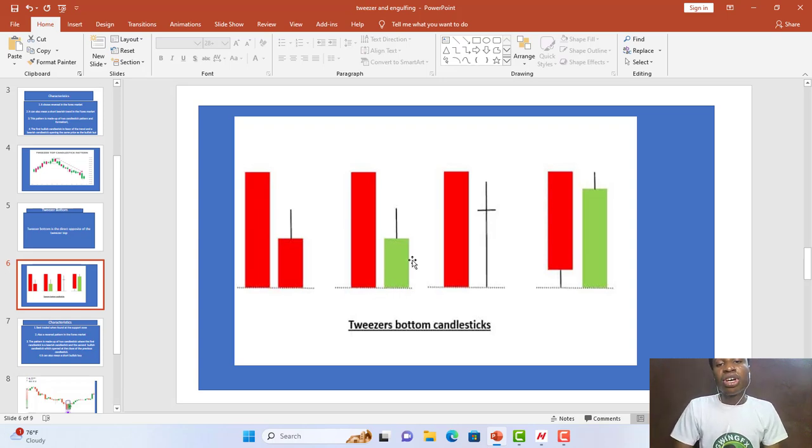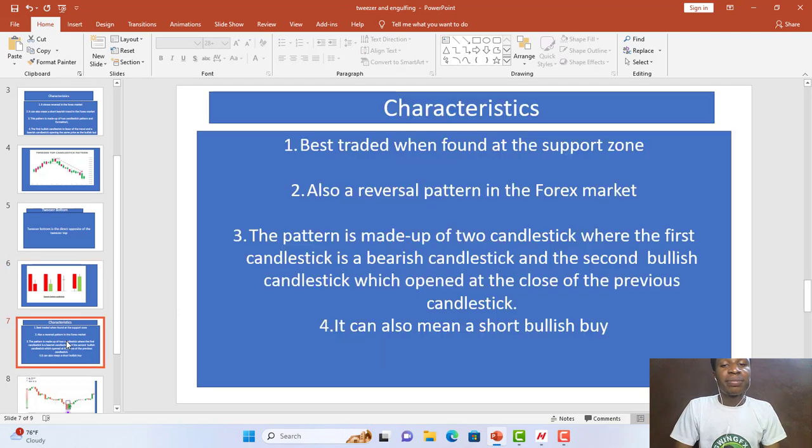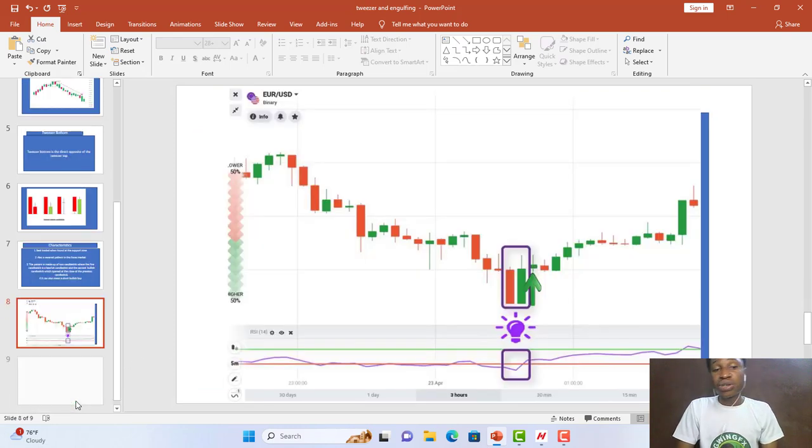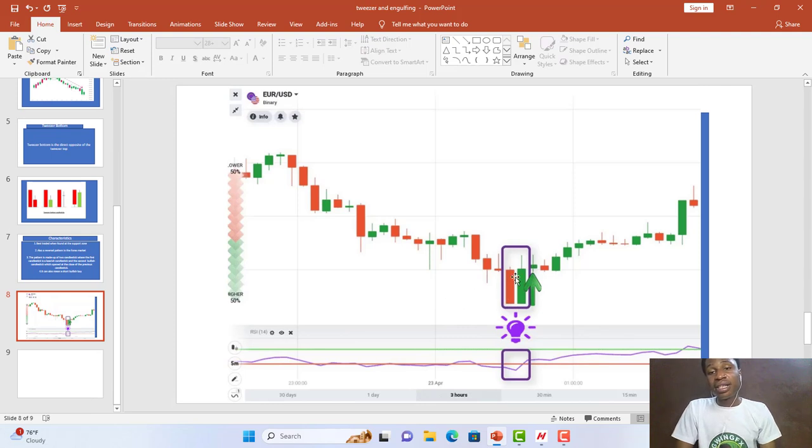when it opens closing bullish, look at where it's closing here. It must close bullish, but the same price that the previous candlestick closed, that's where it's going to open. It can also mean a short bullish buy. That means the trend might not possibly last. So before we get to the chart to spot it, here is a good example of how it's found on the chart.